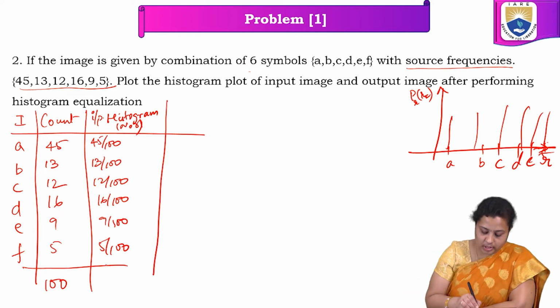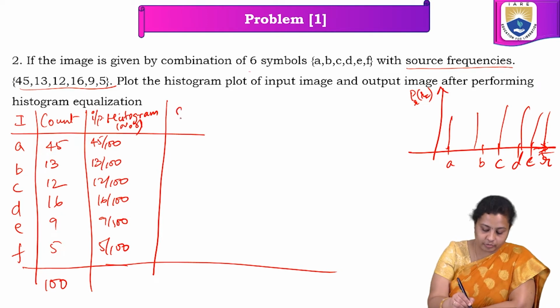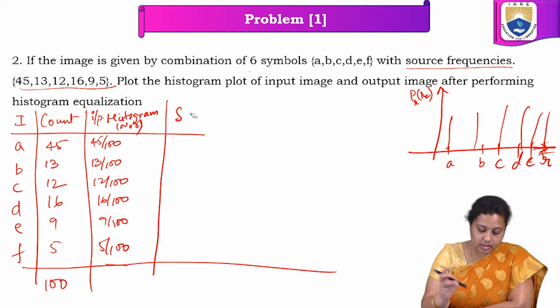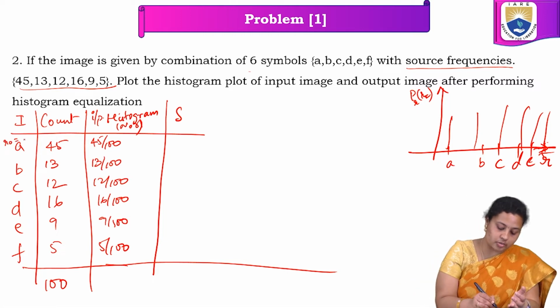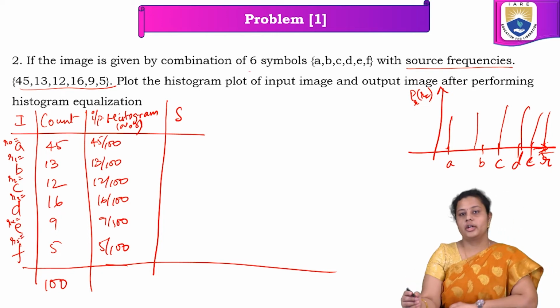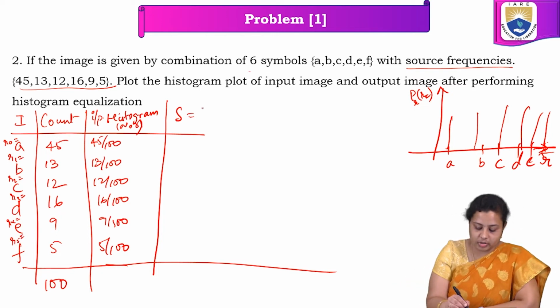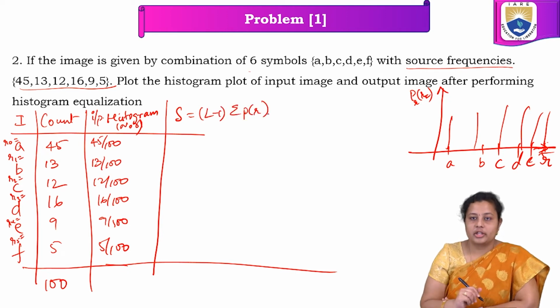After this we have to get our S0 values from my input histogram. So R0 is equal to A, R1 is equal to B, R2 is equal to C, R3 is equal to D, R4 is equal to E, R5 is equal to F. Right? So now how do we calculate? S is equal to L minus 1 into sigma of probability. Here we have 6 symbols, A, B, C, D, E, F. So these are the symbols.